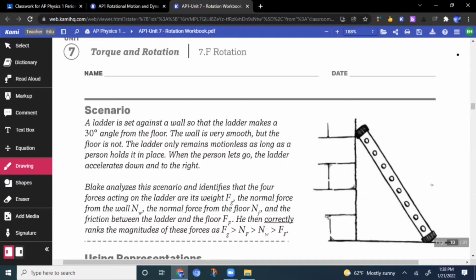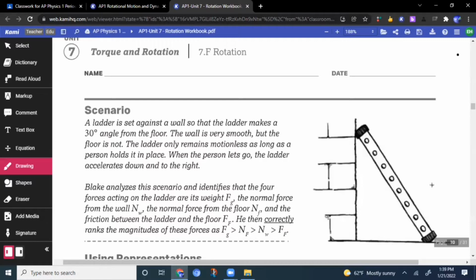It tells us that a ladder is set against the wall so that the ladder makes a 30-degree angle with the floor. The wall is very smooth, but the floor is not. What does that mean? No friction where? No friction on the wall, but some friction on the floor, right? It says the ladder only remains motionless as long as a person holds it in place. When the person lets go, the ladder accelerates down and to the right.